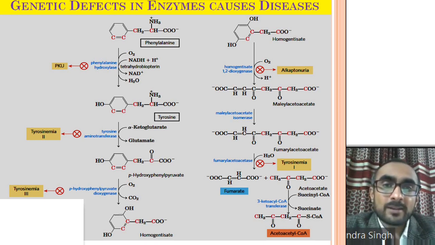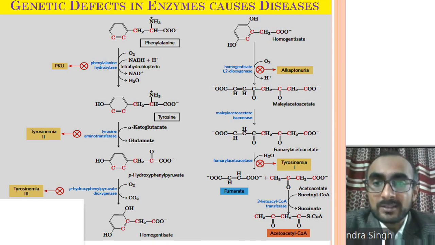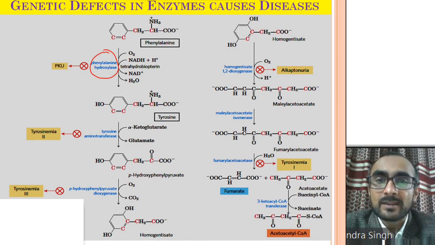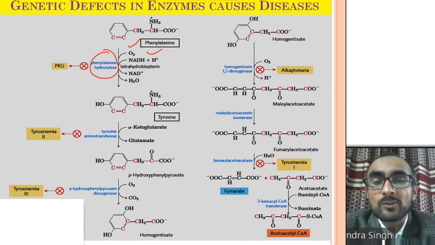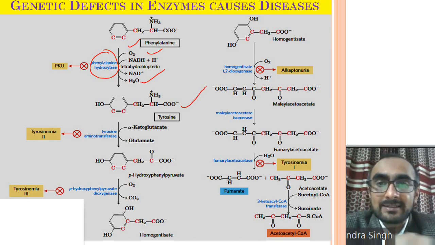Oxidation of aromatic amino acids, phenylalanine or tyrosine, can lead to genetic disorders. So phenylalanine is first converted into tyrosine with the help of the enzyme phenylalanine hydroxylase. This enzyme uses oxygen, NADH, and the molecule tetrahydrobiopterin as a cofactor. As a result, water is released and tyrosine is synthesized.